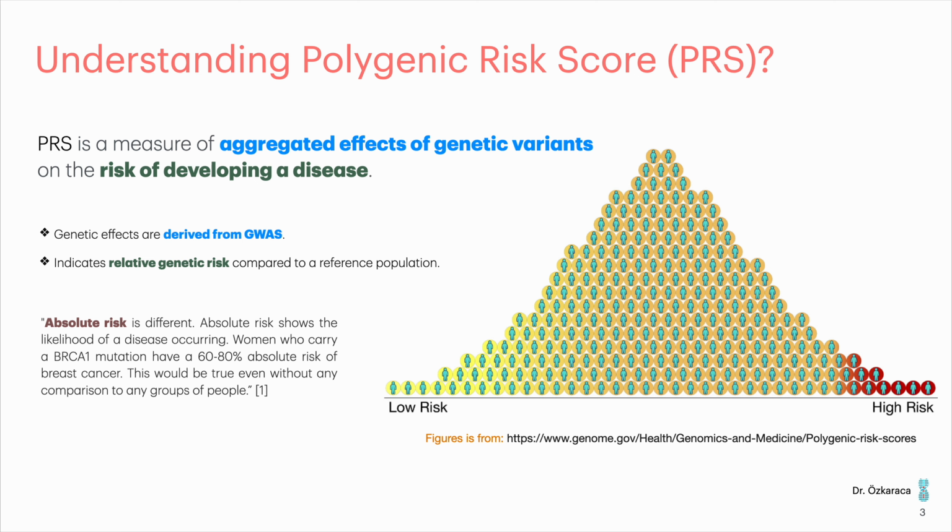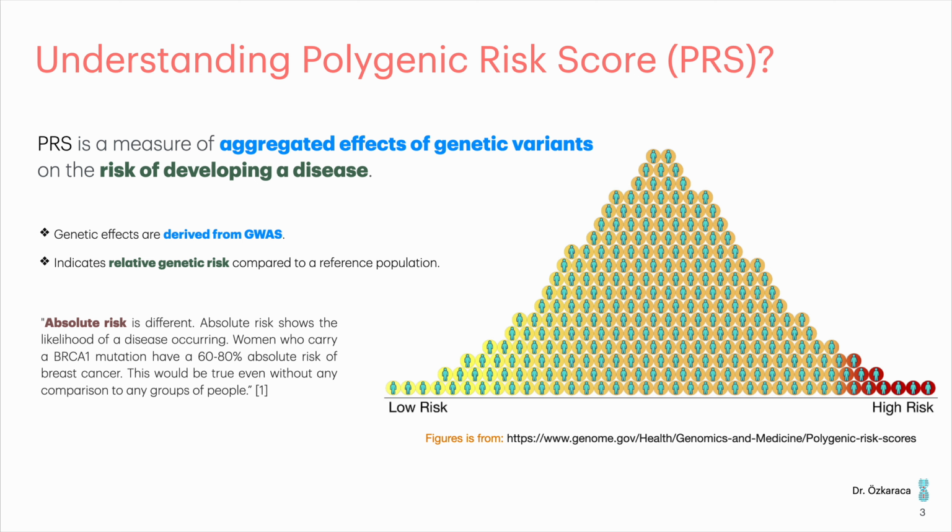Polygenic risk score, or PRS in short, is a measure of aggregated effects of genetic variants on the risk of developing a disease. So what does that mean? Let's decipher this sentence one by one. When we talk about aggregated effects of genetic variants, we mean the genetic effects that are derived from GWAS studies. So we have effect size estimates for each genetic variant, and we aggregate them into a single score. That is the polygenic risk score. And that is a measure of individuals' risk of developing a disease.